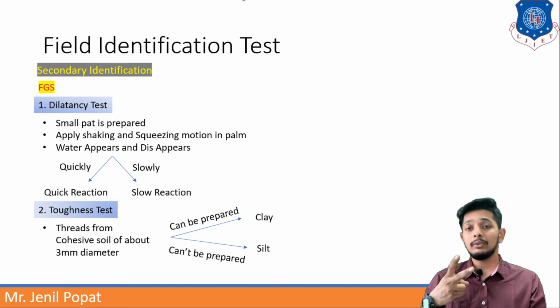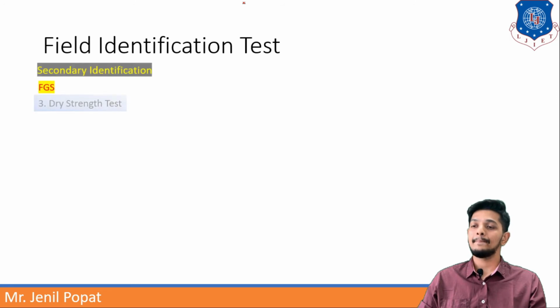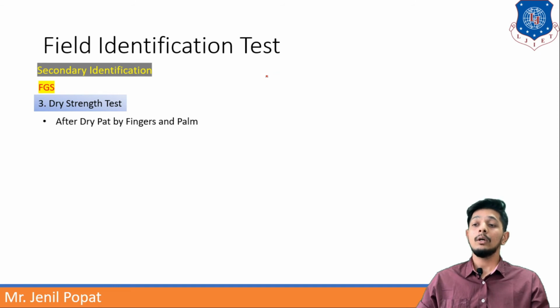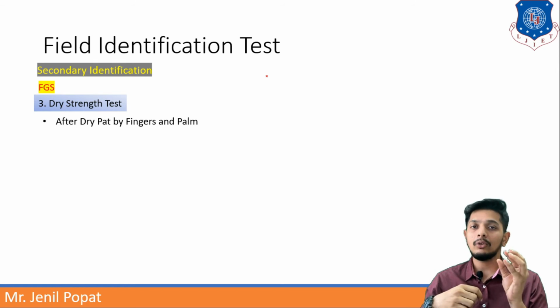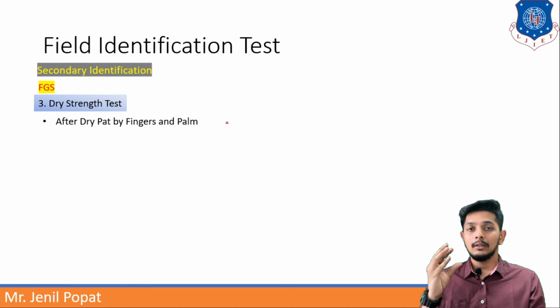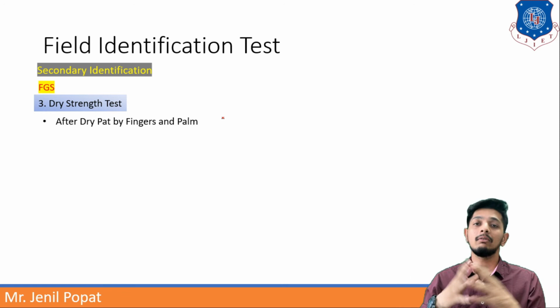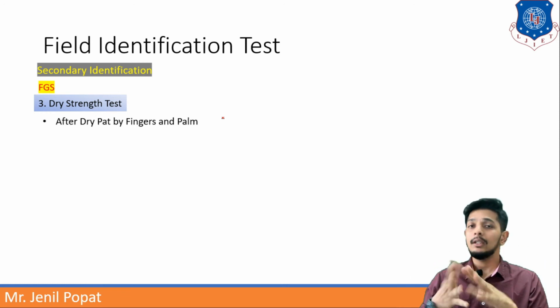So we have learned two tests, the dilatancy test and the toughness test. Let us move to the next test, that is the dry strength test. For the dry strength test, you have to again prepare a pat. Pat means nothing but an amount of soil taken in your palm. Now, this is a dry pat, whereas the dilatancy test requires a wet pat, right?